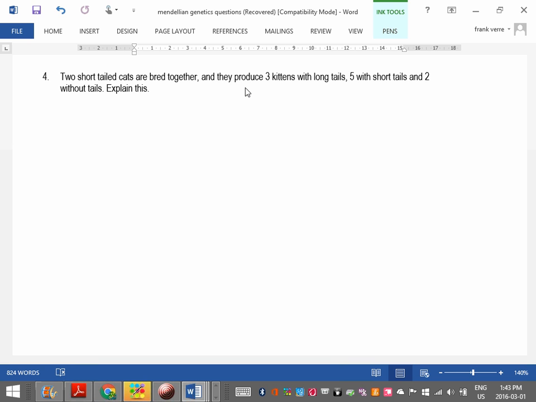We got two short-tailed cats, and they produce 3 kittens with long tails, 5 with short tails, and 2 without tails. Now, notice I'm not telling you anything about the inheritance pattern, because you got to figure this out. That's the point of the question. So, there's a clue though, how many phenotypes do you see? I see short, I see long, and I see no tail.